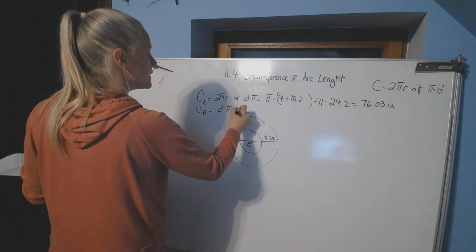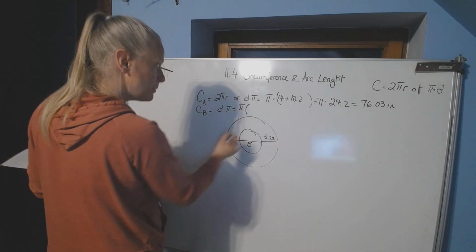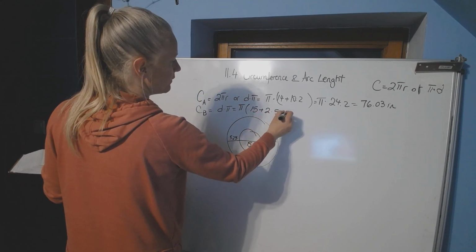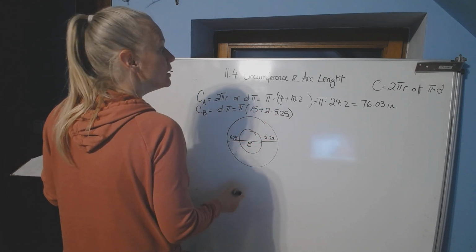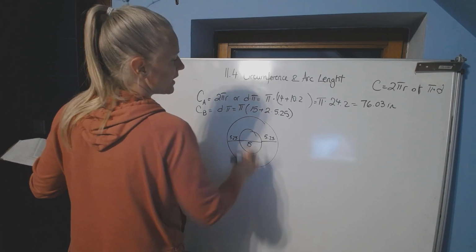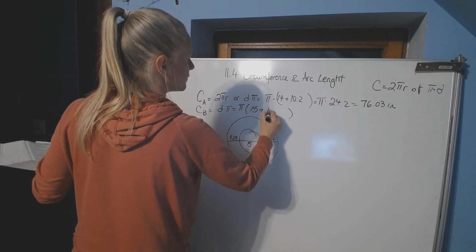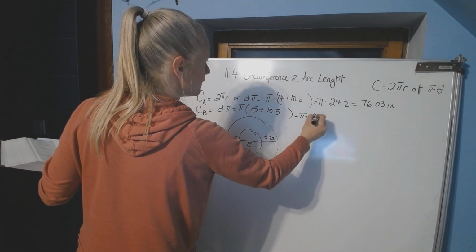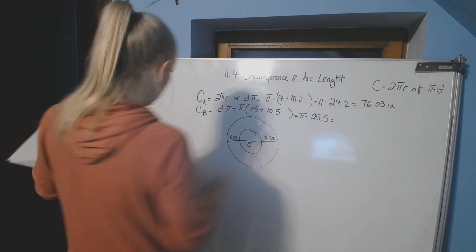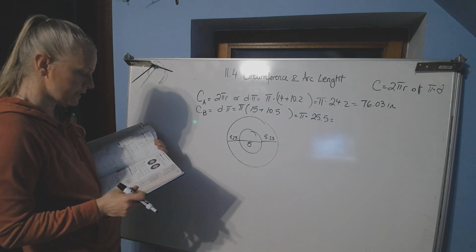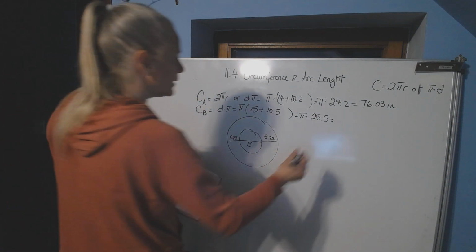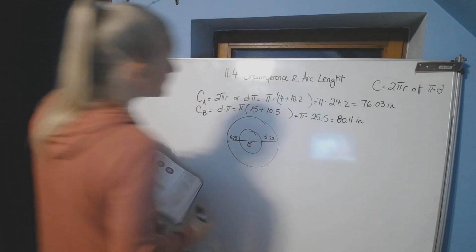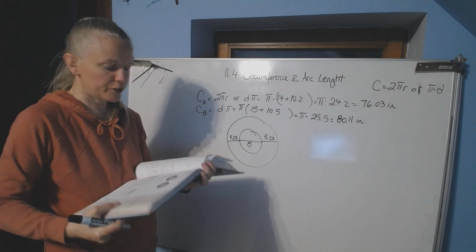So this becomes pi times my whole diameter, which is going to be 15 plus 2 times 5.25. 2 times 5.25 gives me 10.5. So this becomes pi times 25.5. We're going to put that in a calculator. They did it for us, and it is 80.11. So that's the circumference of each wheel.